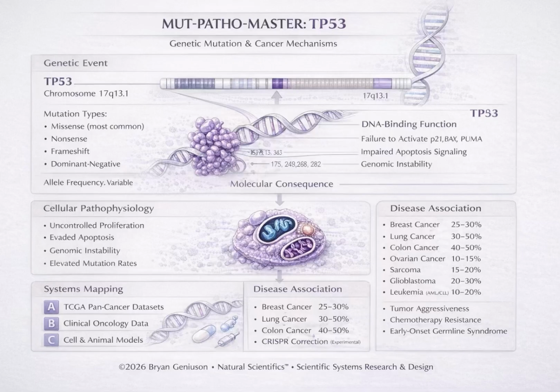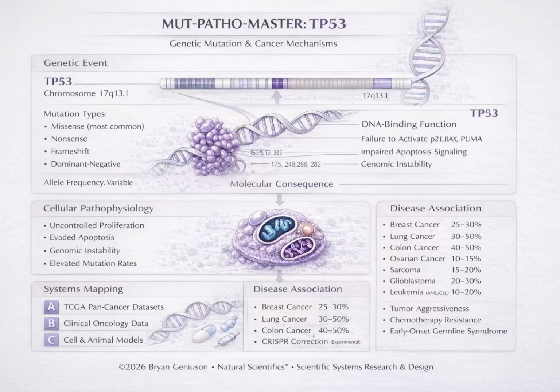Loss of functional p53 disrupts multiple regulatory checkpoints. Without adequate p53 activity, p21 is not induced, cell cycle arrest fails, DNA repair pathways are insufficiently activated, and apoptotic mediators such as BAX and PUMA are not transcribed. This permits survival of genetically damaged cells and accumulation of additional mutations. Certain gain-of-function mutants may further promote invasion, metastasis, inflammatory signaling, chromatin remodeling alterations, and metabolic reprogramming.